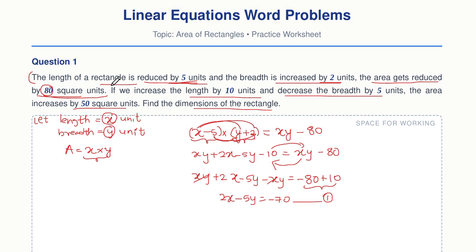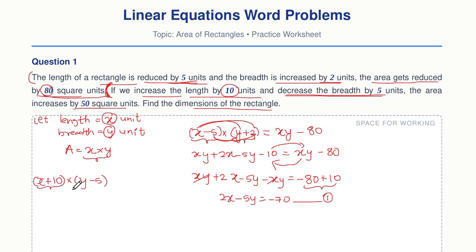Similarly, from the second statement we have to find the second equation. The second statement starts from here. If we increase the length by 10 units, what is the length? Length is our x. Increased by 10 means x plus 10. Multiply by the breadth. The breadth is decreased by 5 units. The breadth we have taken is y. Decrease means minus 5 units.